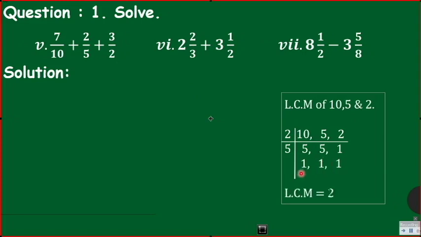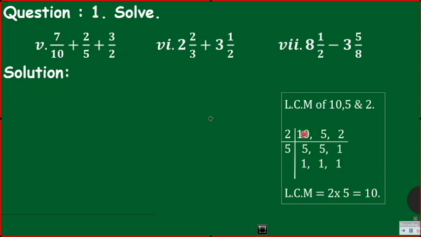So how do we take the LCM? See here. First, take the smallest number which can divide any of these numbers. The smallest number is 2, which can divide 10 and 2. So 2 fives are 10, 5 as it is, and 2 ones are 2. Then afterward, here I have 5, 5 and 1. Take the smallest number which can divide 5. So 5 can divide it. So 5 ones are 5, 5 ones are 5, 5 ones are 5.